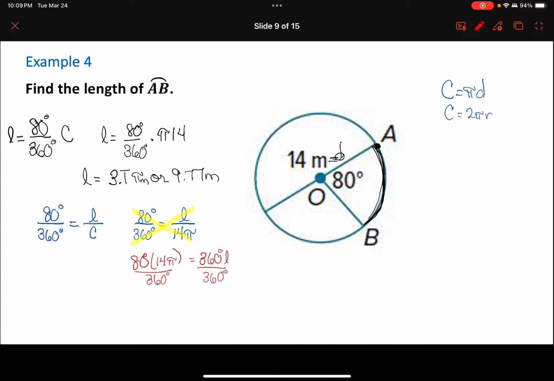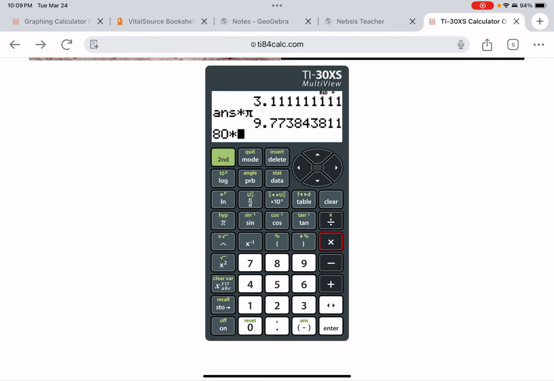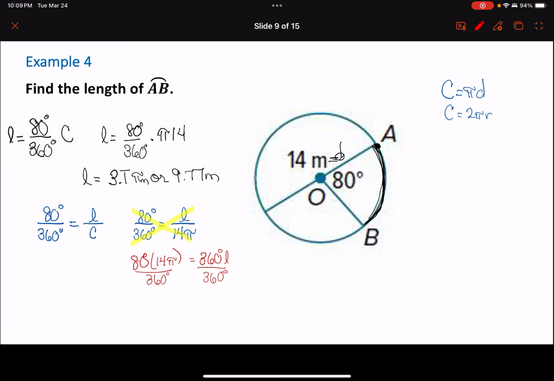So 80 times 14 pi divided by 360 is 3.1 repeating pi, or 9.77. So same result both ways. It just depends on which way works best in your brain, which one makes most sense for you. You can leave it in terms of pi as far as I'm concerned, or if you want to have a better idea, 9.8 meters.